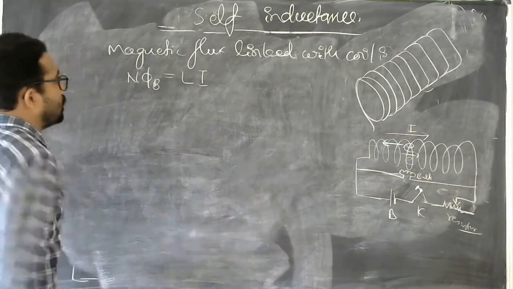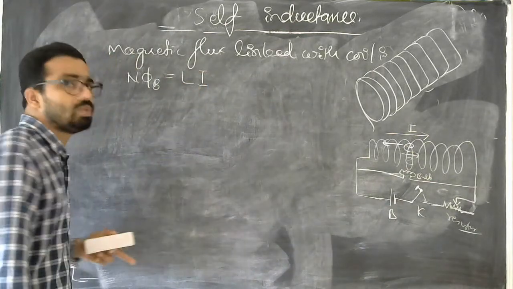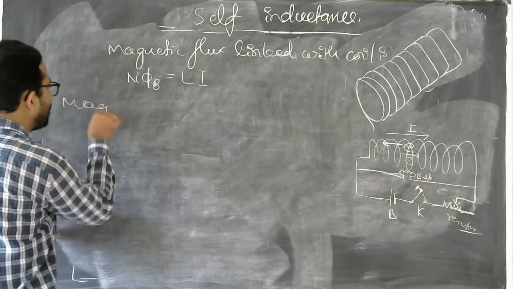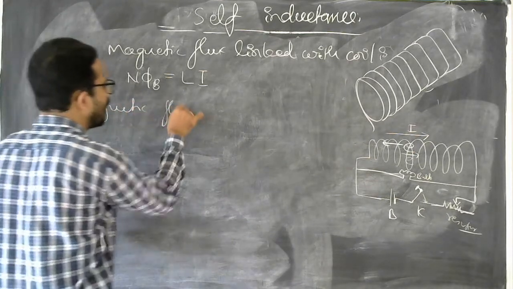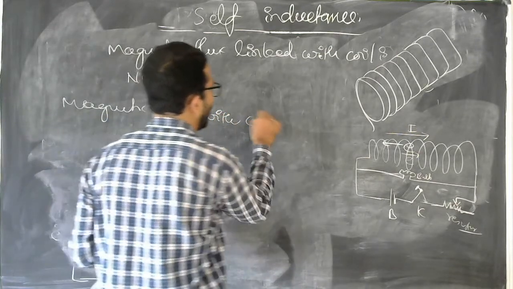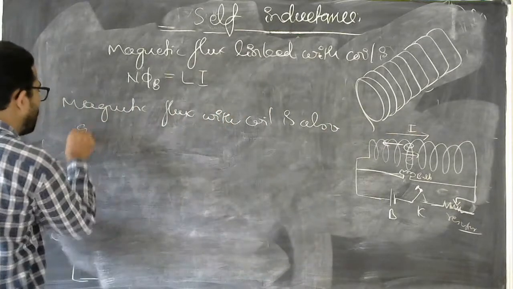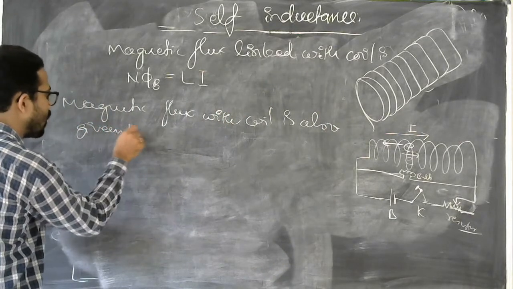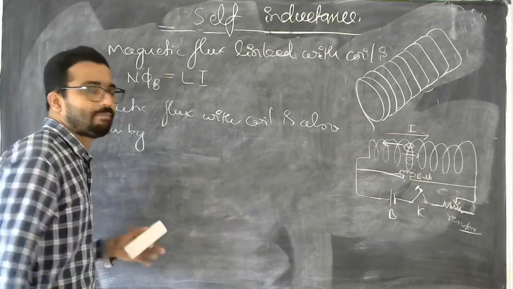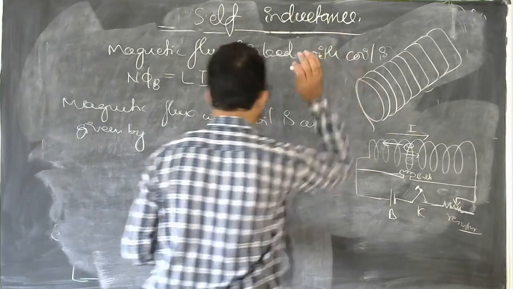So let's continue. The magnetic flux linked with the coil is NΦ = L I. Similarly, the magnetic flux linked with the coil is also given by the formula of magnetic flux for a coil having n number of turns.